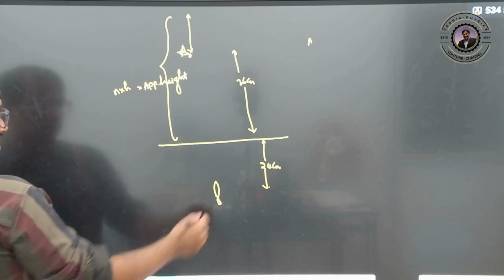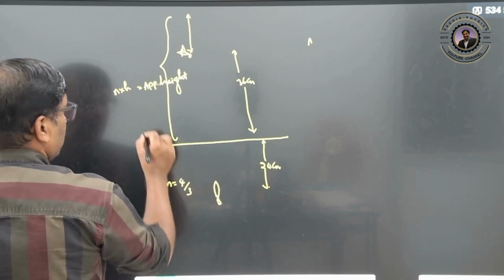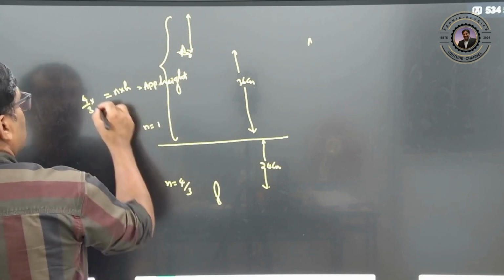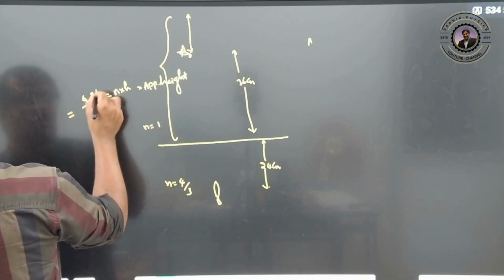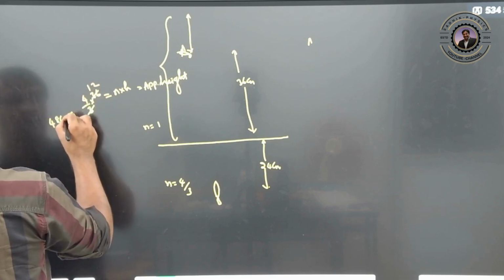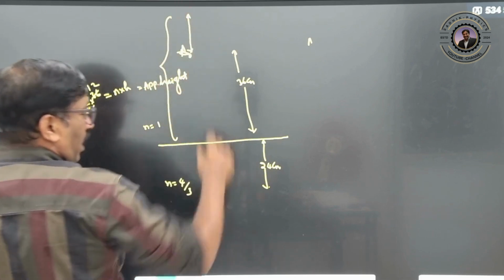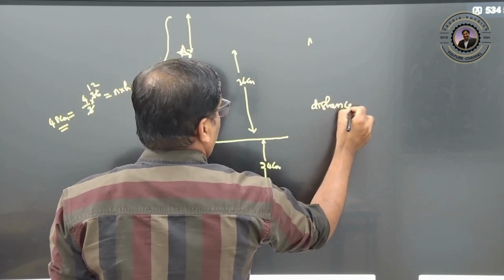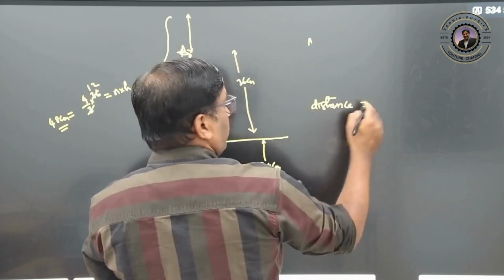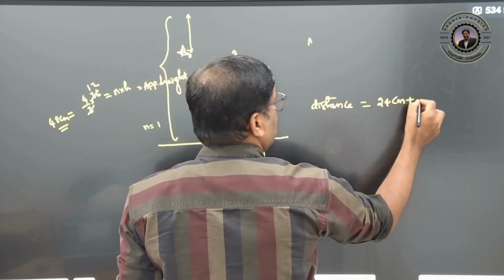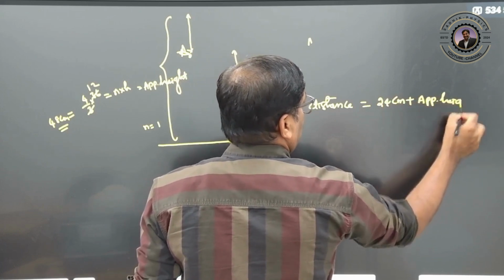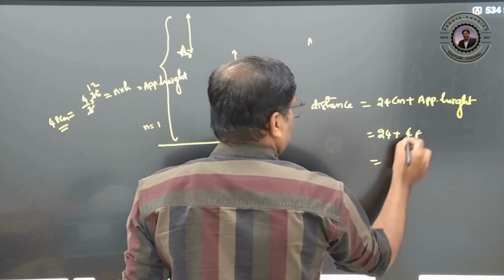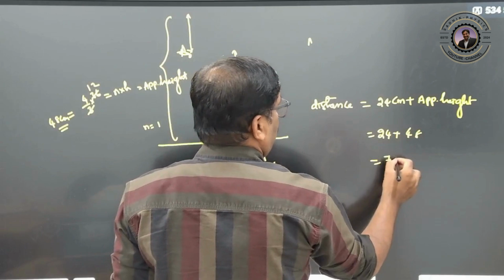So what is this n now? n is nothing but 4 by 3. So n is equal to 1 here now. Therefore 4 by 3 into h. h is nothing but 36. So therefore it will be 12, so 48 centimeters. That means for the fish the bird looks like it is at a height of about 48 centimeters. So the distance seen by the fish: the fish is already at a distance of 24 centimeters plus the apparent height. 24 plus 48, so this is 72 centimeters.